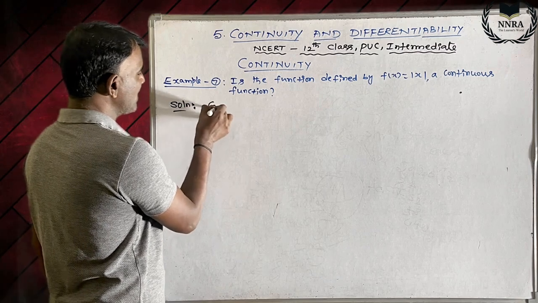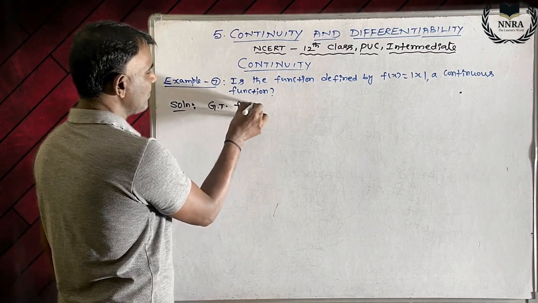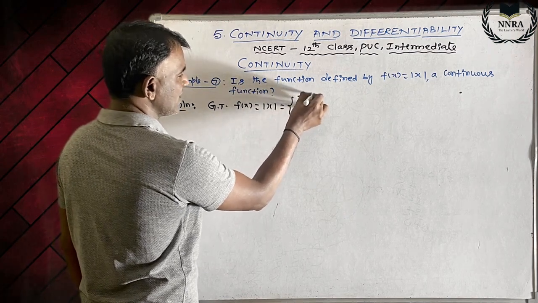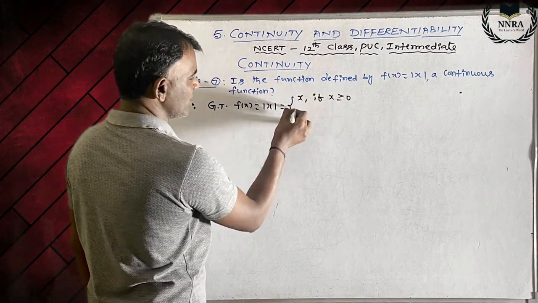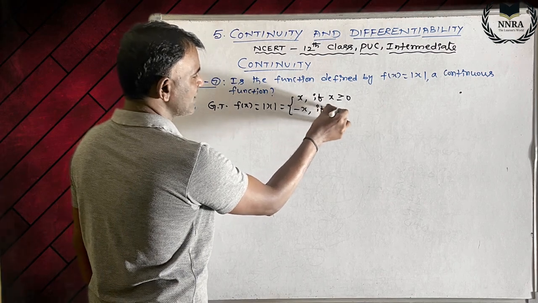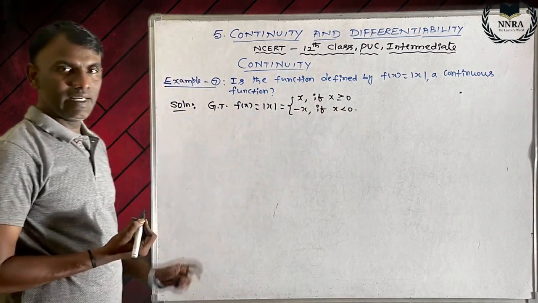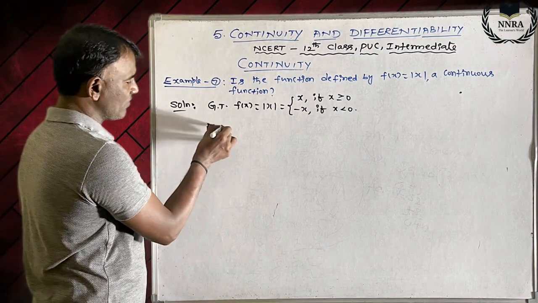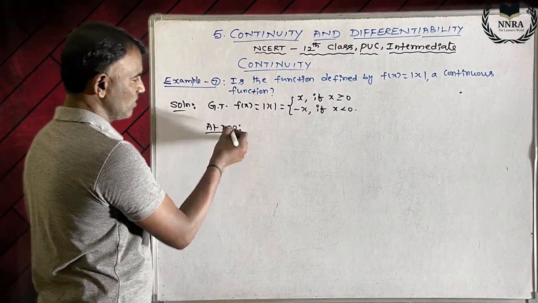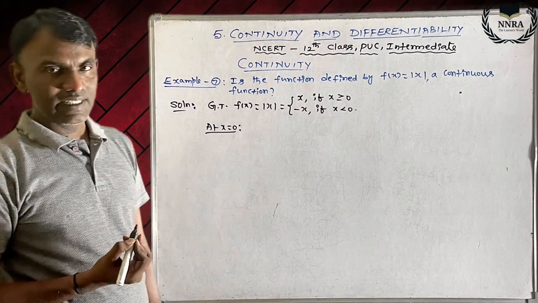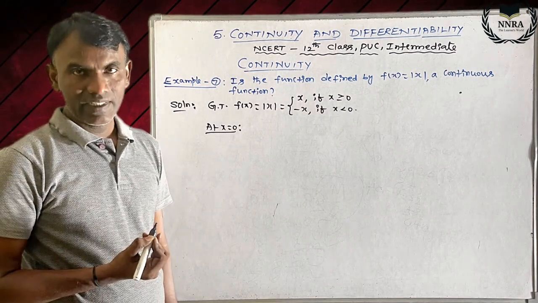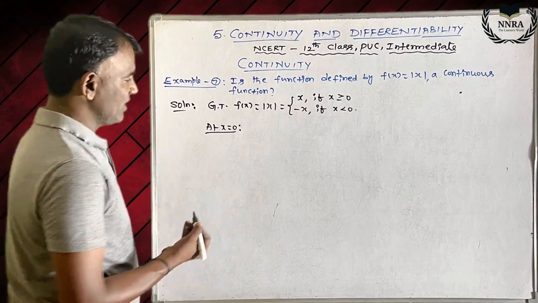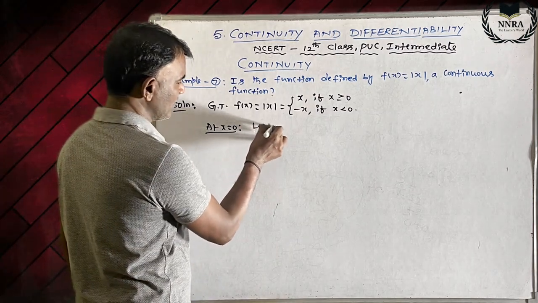Now what is the definition? What is the given function here? f of x equal to modulus of x. So first one is x if x is greater than or equal to 0, and minus x if x is less than 0. Same as example number 3, no changes. So right here at x equal to 0, less than and greater than is there. Right? We just find the left limit and right limit. If both are equal, then we find the value, otherwise not required. Okay.